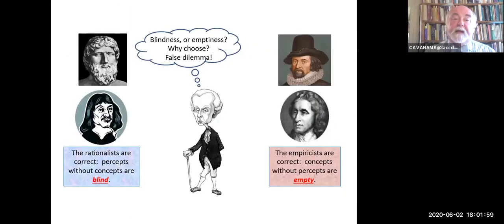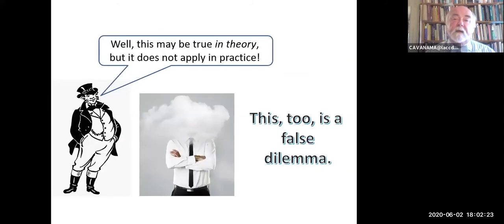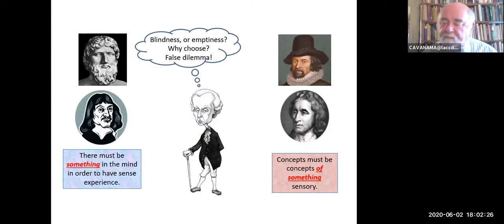So blindness or emptiness, why choose? It's a false dilemma. The rationalists are correct. Percepts without concepts are blind. The empiricists are correct. Concepts without percepts are empty. Why would we want to be blind or empty? The rationalists are right. There must be something in the mind in order to have sense experience, but the empiricists are right too. Concepts must be concepts of something, ultimately sensory. Well, I'm getting a little ahead there. Ever heard anybody say, well, this may be fine in theory, but it won't work in practice?